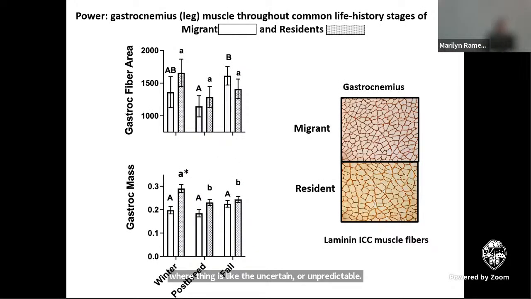Let's look at the gastrocnemius medius, migrant and resident, and what we have here is that across the residents there's no change, but we're seeing some slight changes among the migrants. And in terms of gastrocnemius medius mass, we have a greater mass in the residents than in the migrants.